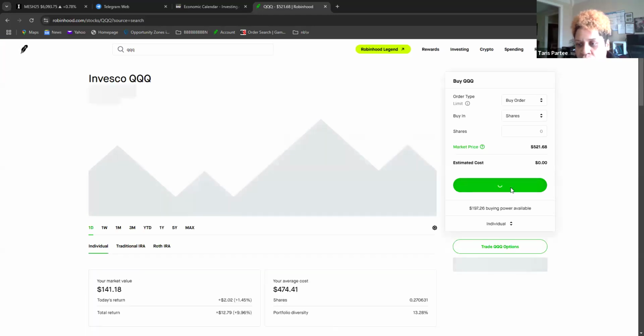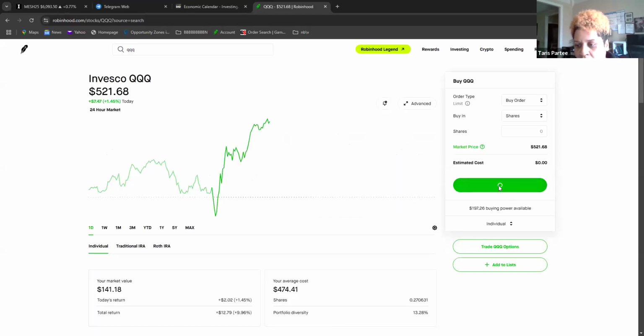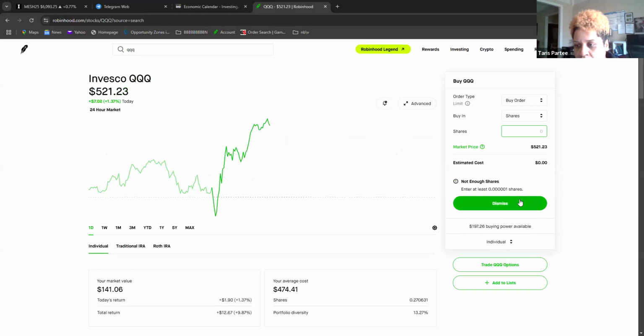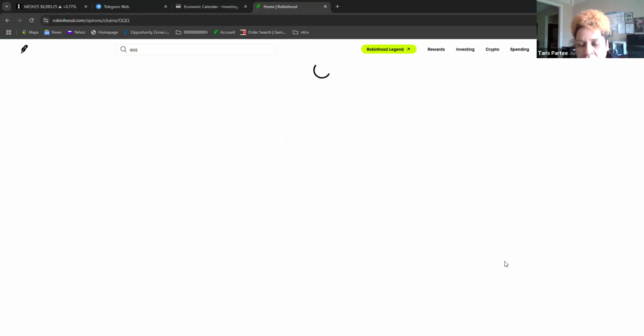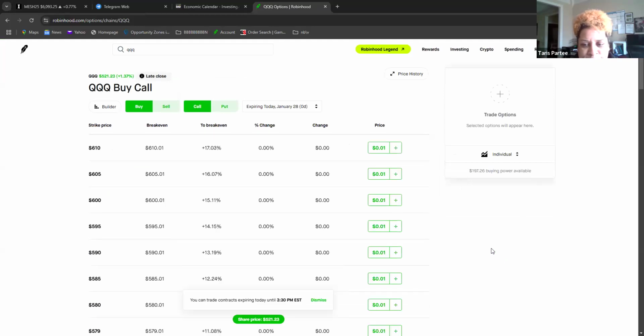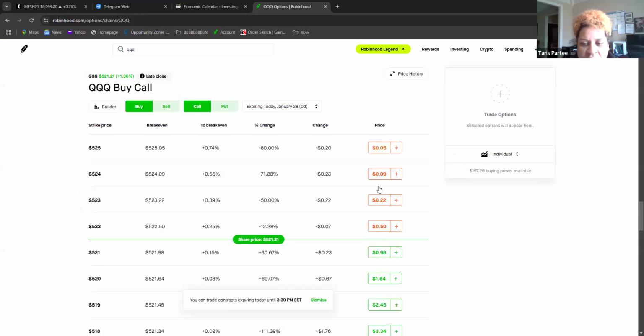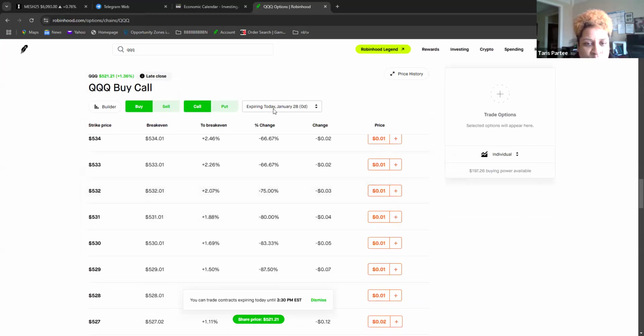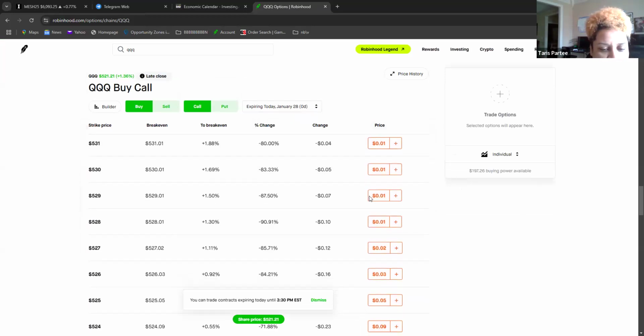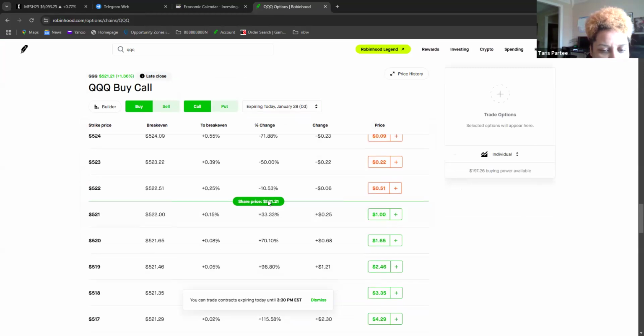I'm going to try to do one on QQQ. Trade QQQ options. Now, notice you'll see a lot of them that are really cheap because remember I told you QQQ and SPY have everyday expiry, so you get one every day. If we're doing a call, here's the current price. If I'm doing a call, I want to be underneath the current share price.